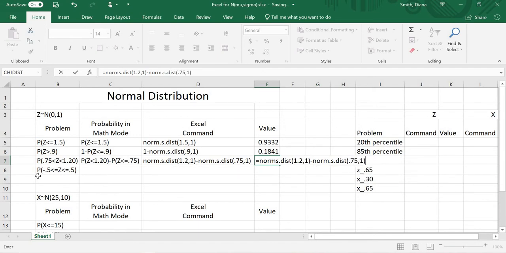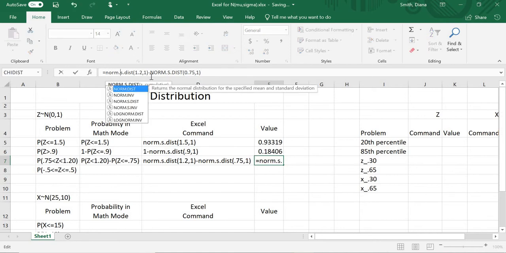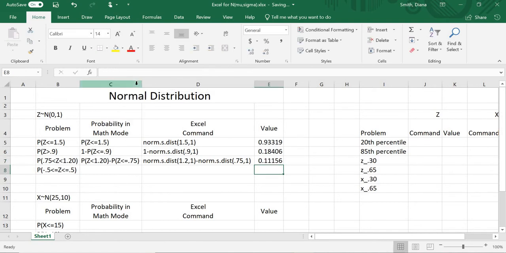Okay, so it's the same thing. I'll hit enter. Oops, something happened. Oh, I forgot the period over here. So if you ever have that hashtag name, that just means something happened when you were plugging it in. So I go back up here, and I notice I didn't put the dot in. So now I have the number.